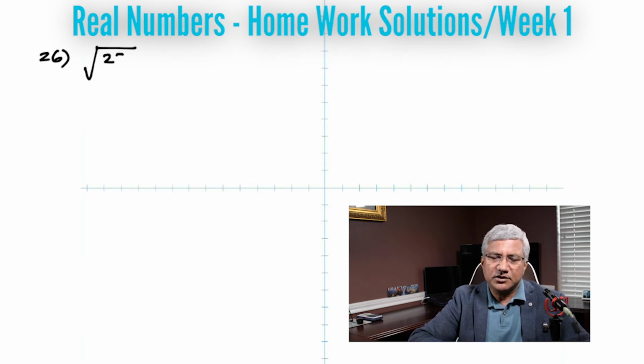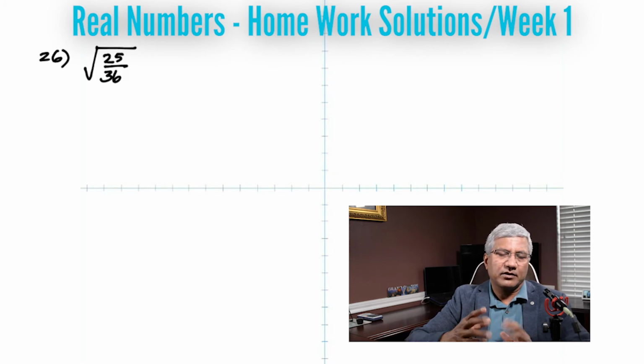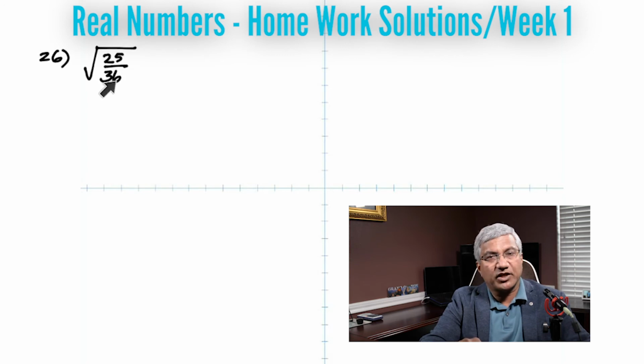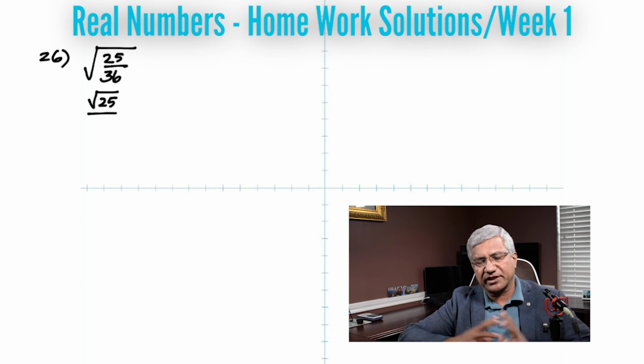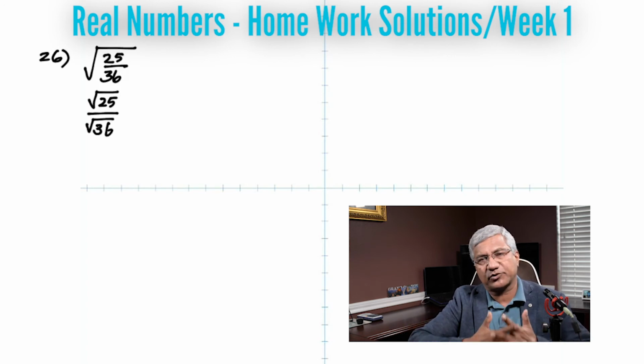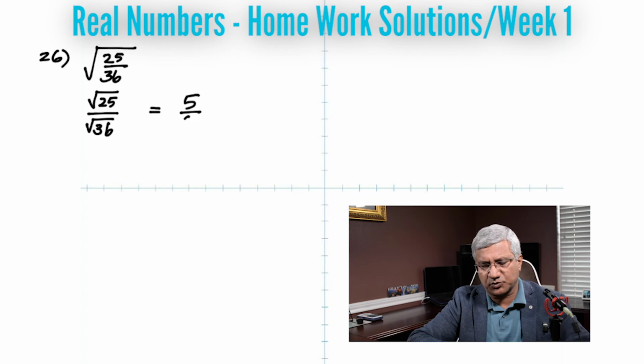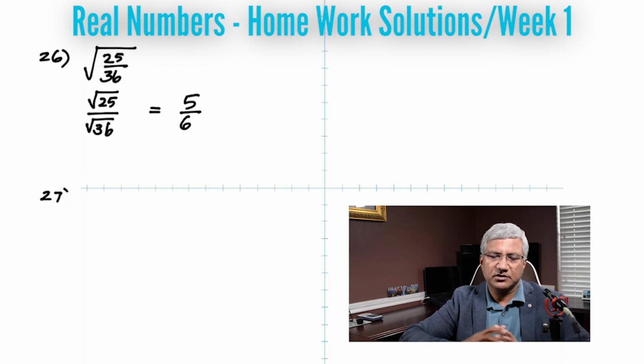26. Square root of 25 by 36. So that means you have to take the square root of 25 and divide it by the square root of 36. So I'm splitting it. I'm writing it as square root of 25 divided by square root of 36, which is 5 by 6.